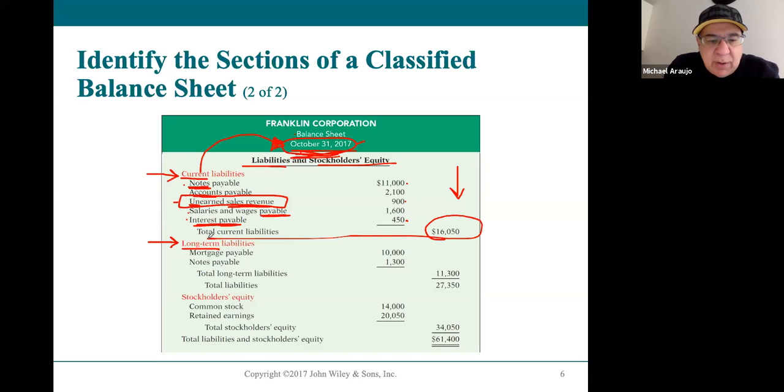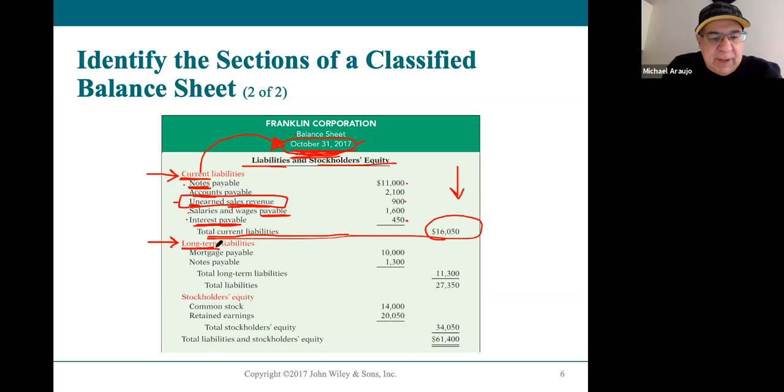And this is important. All of the classified balance sheets that you're going to be doing need to total current liabilities as well. Again, current because they're due within the next year. They will be paid within the next year, a year from the date on the balance sheet.